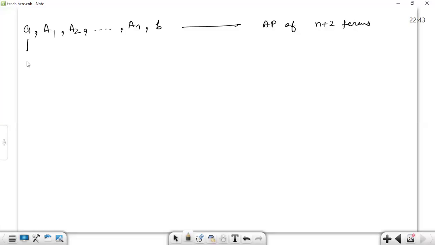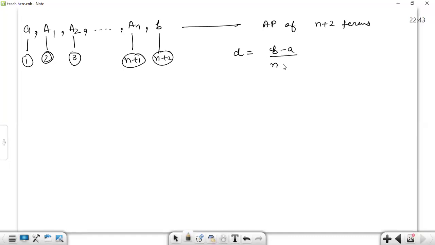This is the first term, this is the second term, this is the third term. This is the n plus 1 term, and similarly, this is the n plus 2 term. Okay, clear. Now we are very clear about the common difference, which is b minus a divided by n plus 1. We know that the difference between these two terms is d.